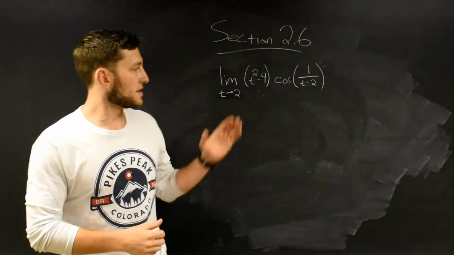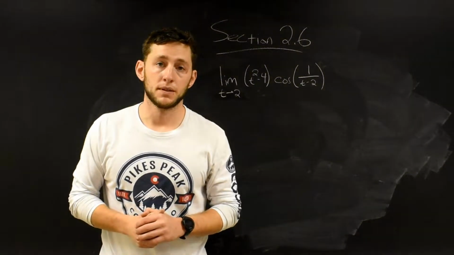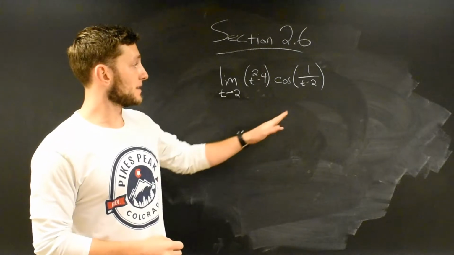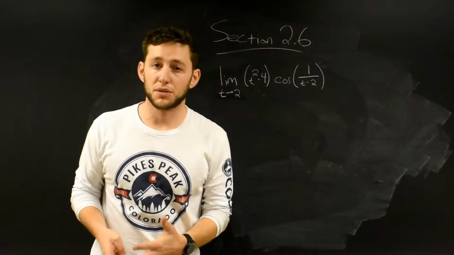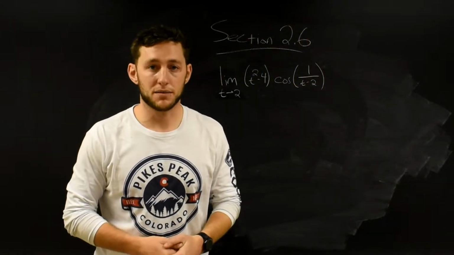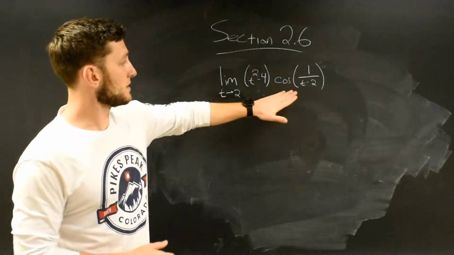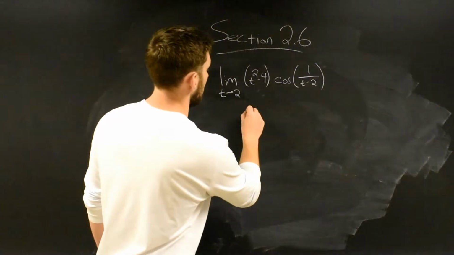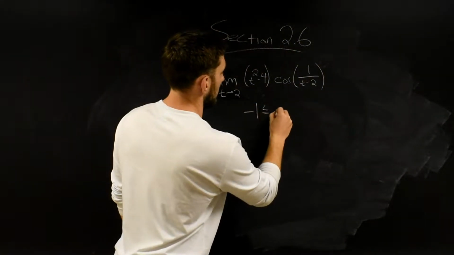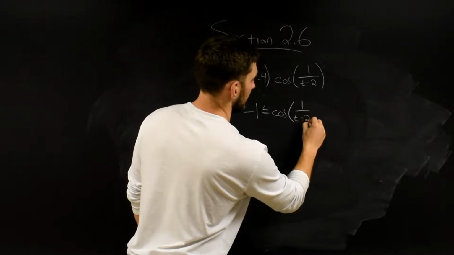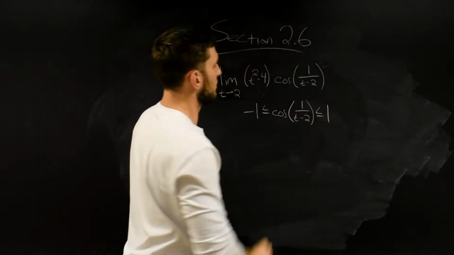Let's now evaluate this limit using the squeeze theorem. So always worth noting, you can always try to plug it in, but notice we get this cosine of 1 over 0 thing, so we're going to need to try something else. The squeeze theorem works. So the very first thing I want us to notice is since we have a cosine, we can say that cosine is bounded by -1 as a lower bound and +1 as an upper bound.